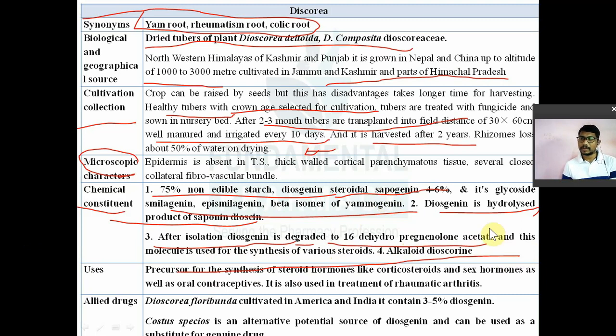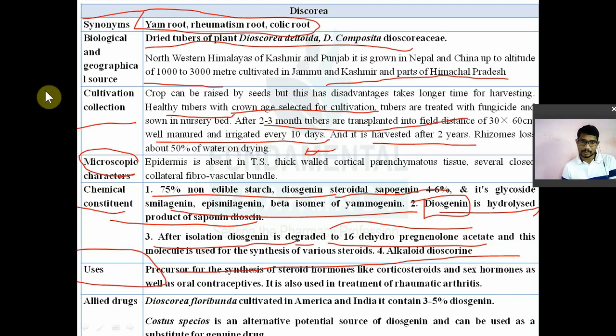One of the following plants can be used for the synthesis of steroidal drugs. That is Dioscorea. Diosgenin is a steroidal sapogenin found in the Dioscorea, which can be degraded into 16-dehydropregnenolone, and this is the starting material. Now, what are the uses of this Dioscorea?